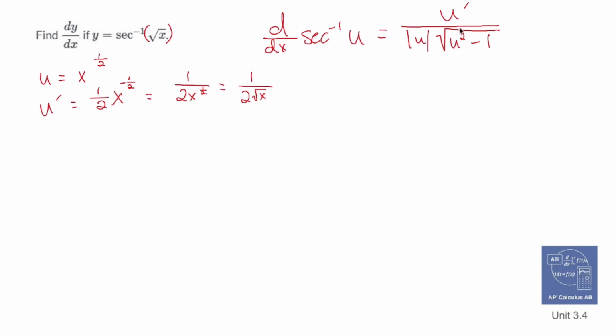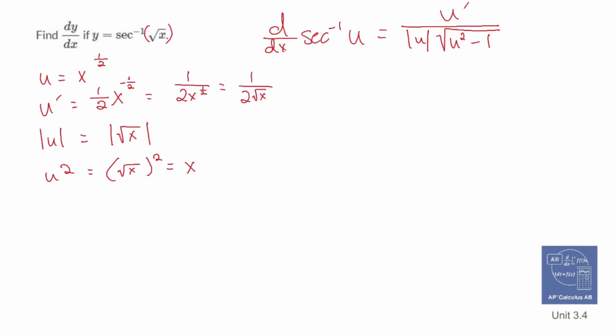So that's u prime. The absolute value of u is just going to be the absolute value of the square root of x. Don't overthink it. But if I wanted to find u squared, it's going to be the square root of x squared, which is x.